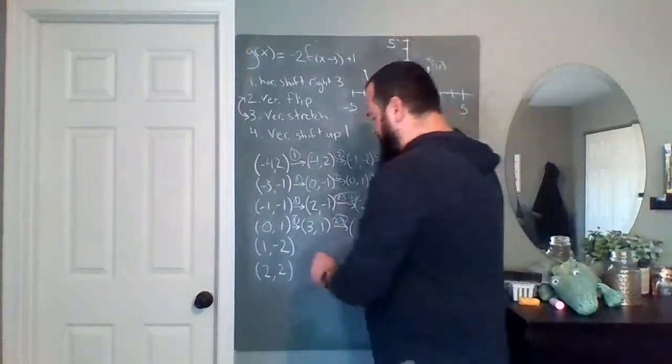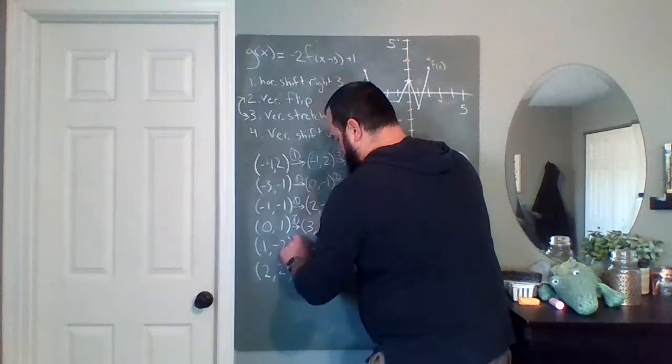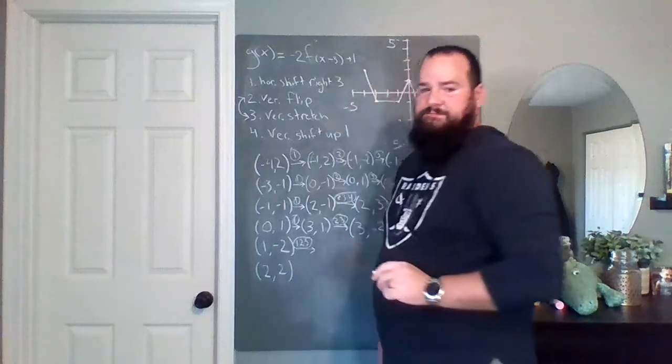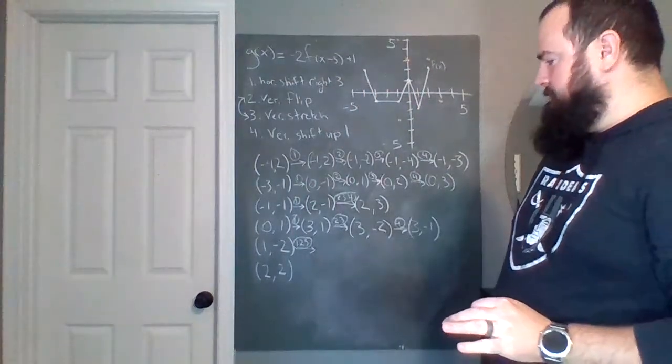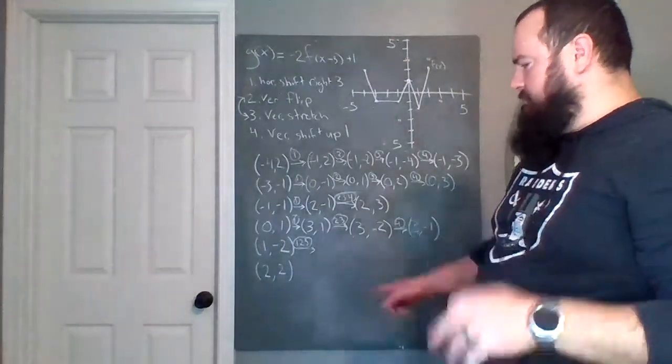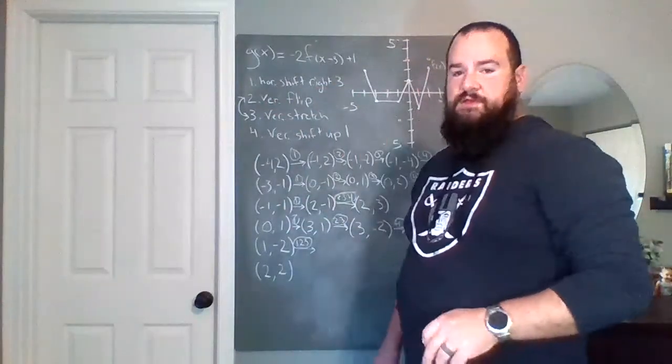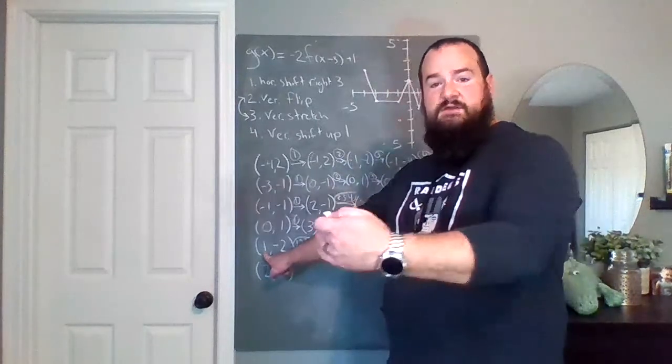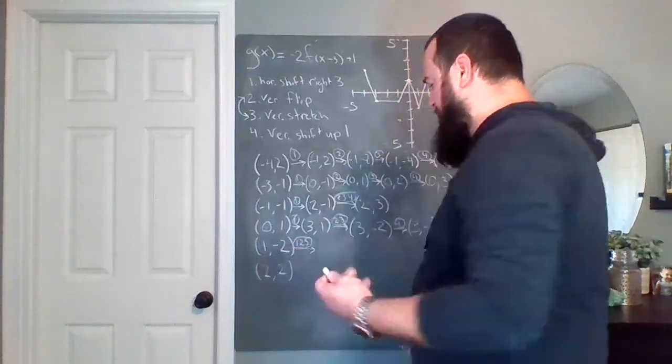So I can actually do steps 1, 2, and 3 all at the same time. And the way we do this, we just think in our heads a little bit. Okay, step 1 is a horizontal shift to the right 3. So it's going to affect the input. It's going to take it right 3 units. So if I was at 1, I'm now at 4.